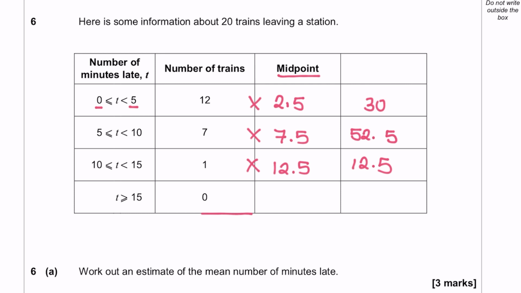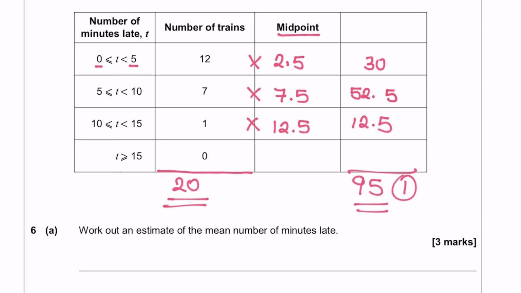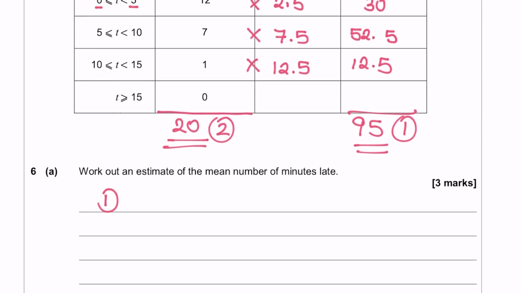And the total here we know is 20. So then what we can also do is add up the other numbers. So 30 plus 52.5 plus 12.5, which gives you 95. You're then going to do this value here divided by this value here. So your mean is 95 divided by 20. So that's your estimated mean.